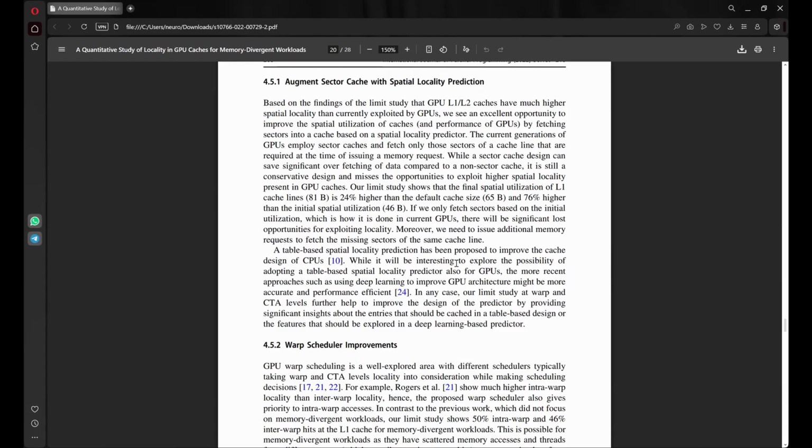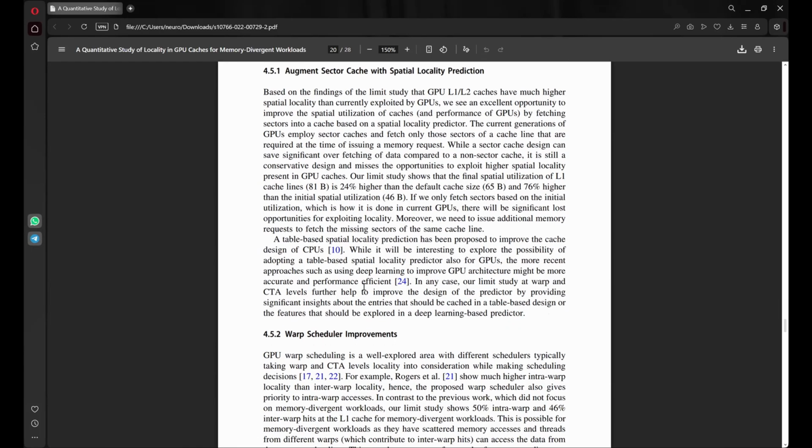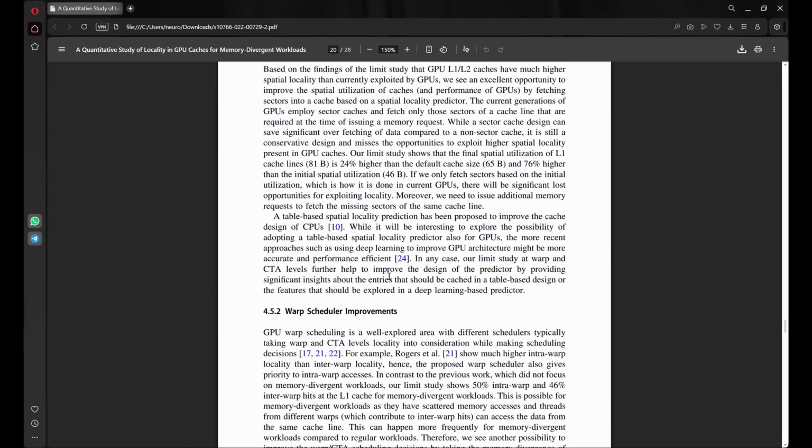While it will be interesting to explore the possibility of adopting a table-based spatial locality predictor for GPUs, the more recent approaches, such as using deep learning to improve GPU architecture, might be more accurate and performance efficient. In any case, our limit study at warp and CTA levels further helps to improve the design of the predictor by providing significant insights about the entries that should be cached in a table-based design, or the features that should be explored in a deep learning-based predictor.